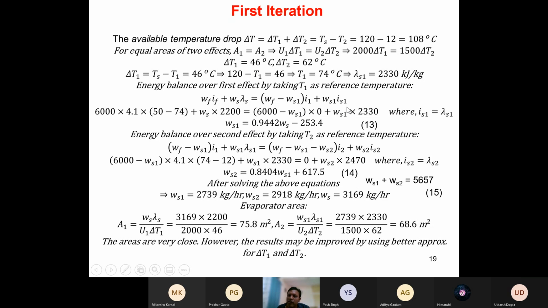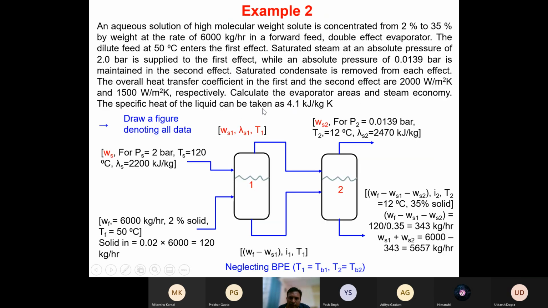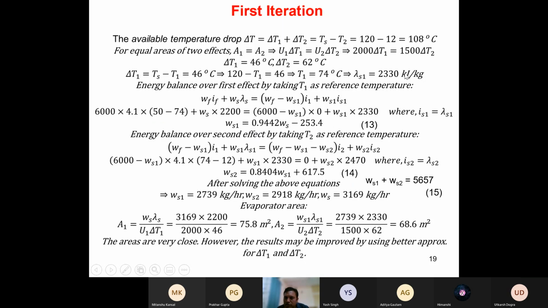Plus Ws1, which is unknown, so Ws1 remains as it is. Lambda S1 we already calculated. This lambda S1 we have already obtained from the table, that is 2330. If you put it in this equation, we get Ws1 equals 0.9442 Ws minus 253.4.